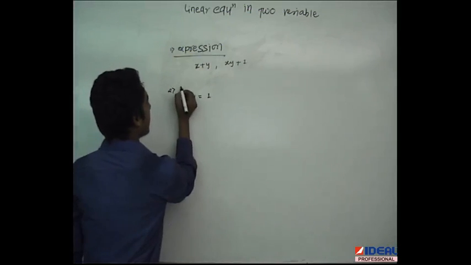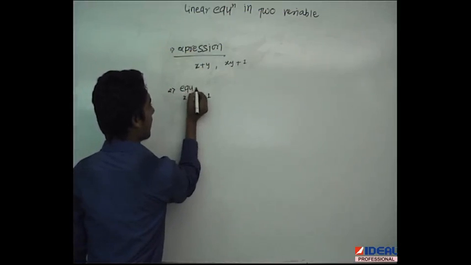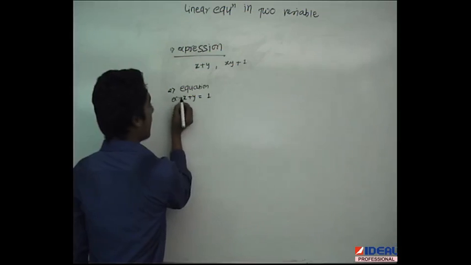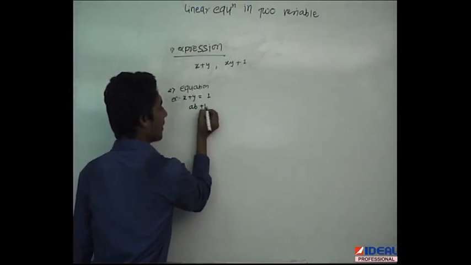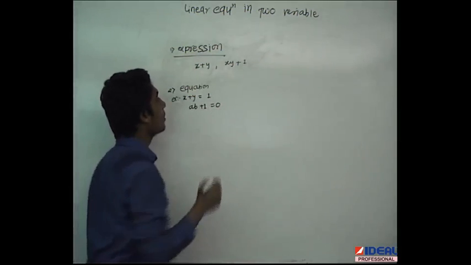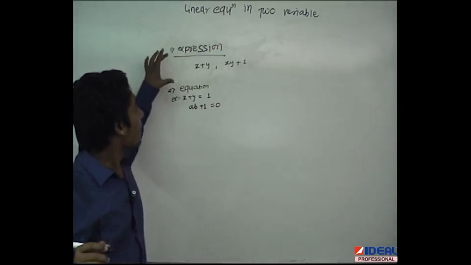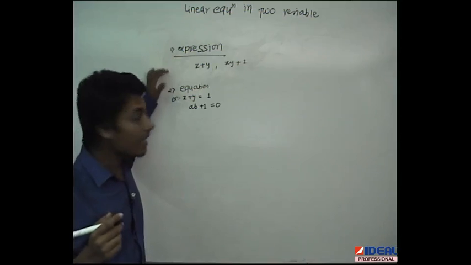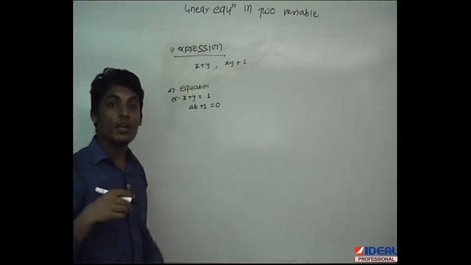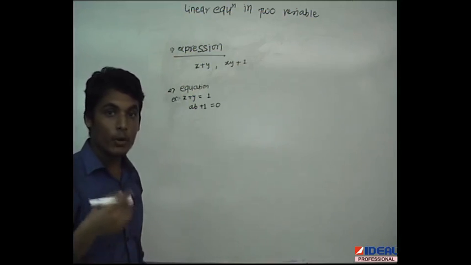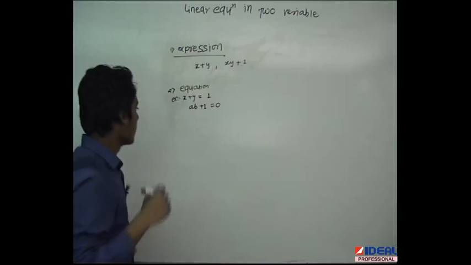Equation, for example, x plus y is equal to 1, ab plus 1 equal to 0. So the main difference between expression and equation is that an equation includes an equal to sign. Okay, so when do we call it an equation in one variable, two variables or three variables?